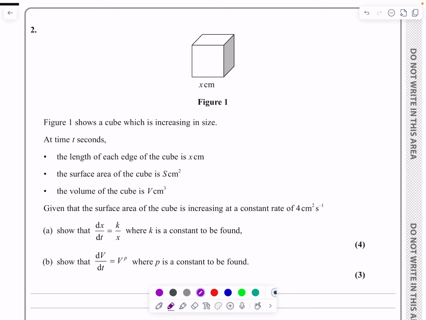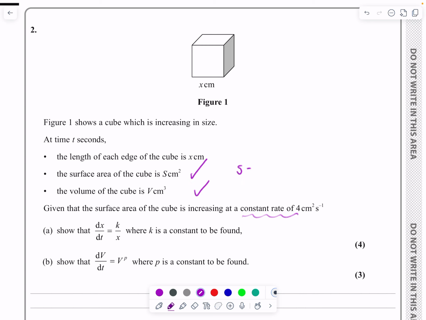Okay, this is the P4 paper from October 2023. It's question number 2. This is a rates of change question. We've got a constant rate of 4 centimeters squared, part of our question here. And it tells me that this is a cube with each edge of length x. And it talks to me about the surface area and it talks to me about the volume.